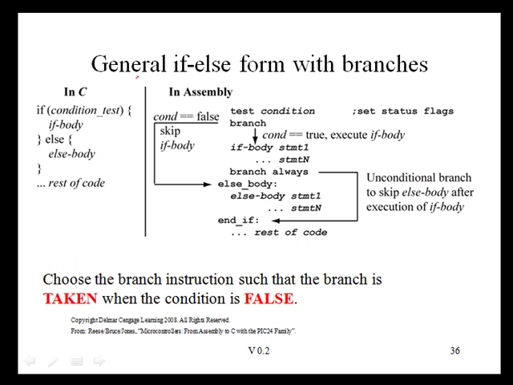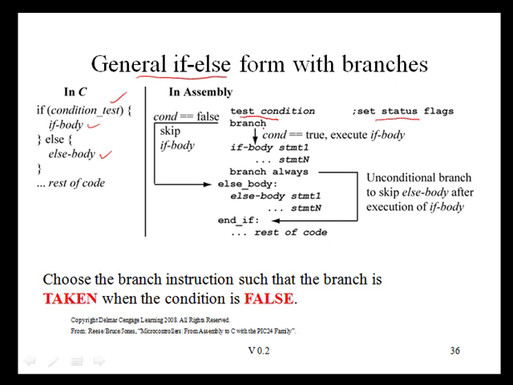So let's take a look at a general method for implementing an if-else form. In C, we'd write this: if some condition test is true, do the if body. Else, we want to execute the else body. So how are we going to implement this in a general way in PIC24 assembly language? Well, first of all, we have to test the condition. And testing the condition is going to set 1 or more status flags.